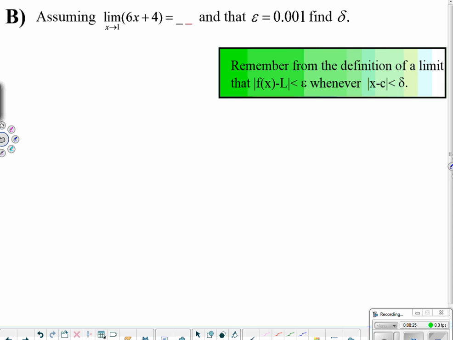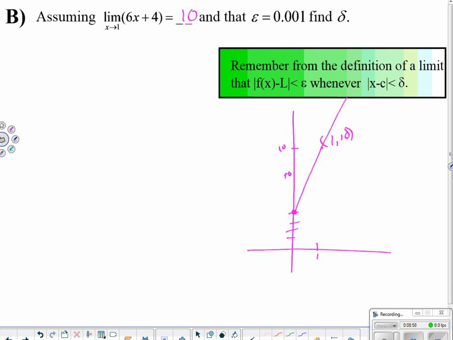Letter B, assuming the limit as x goes to 1 of 6x plus 4 is equal to something, and that we have an epsilon of 0.001, find delta. So if I put in 1, I get 6 plus 4, I get a limit value of 10. And just think about a linear function, 1, 2, 3, 4. With a slope of 6 means I'm going up 6 over 1. So I increase by 6 more. That brings me to a 10. This point would be 1 comma 10 on my path of this linear function. So when I approach 1 from either the left or the right, I see that I'm coming into a height of 10.